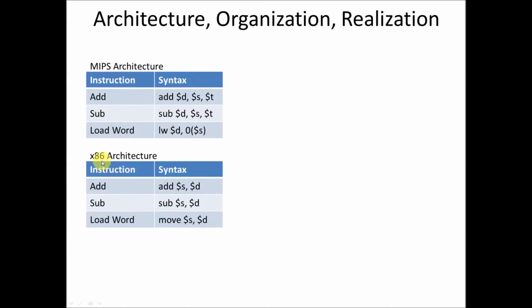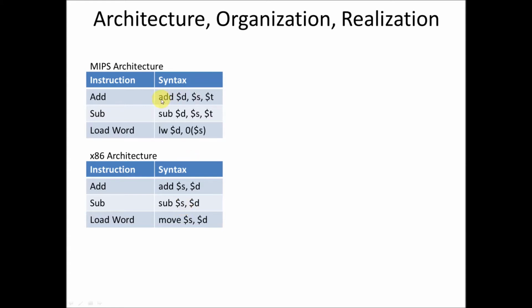In the x86 architecture, it has a different syntax for the same operation. So add only takes two operands, sub only takes two operands, and instead of a load word, we have a move operation that still only takes two operands. So because of this, if I wanted to add two numbers together and put them in a third location, I would have to use two add instructions instead of just one add instruction in the MIPS architecture. So that means that the x86 architecture actually would require more instructions to do the exact same operation.